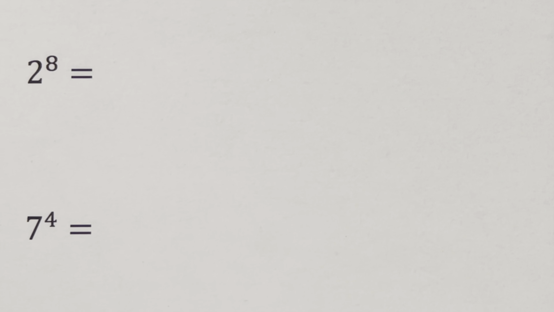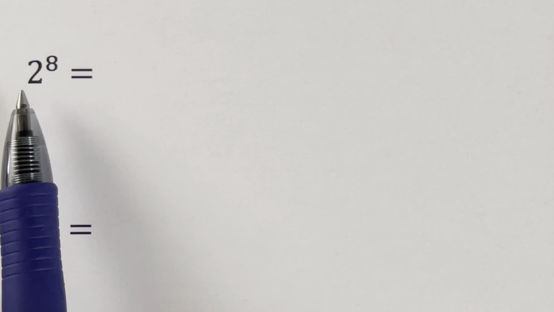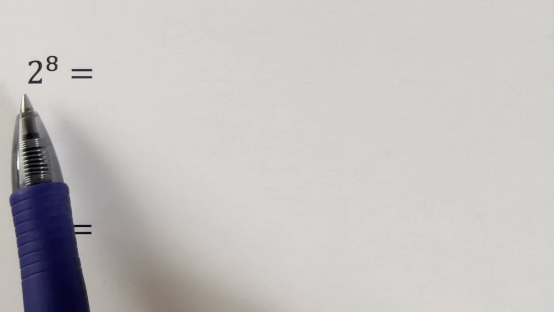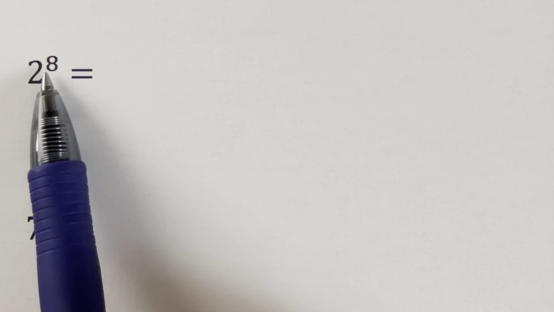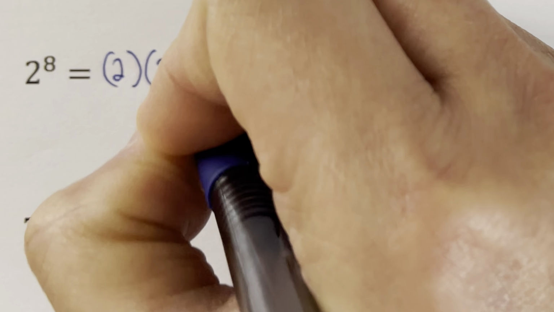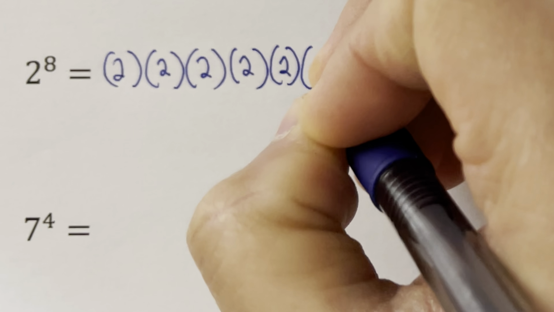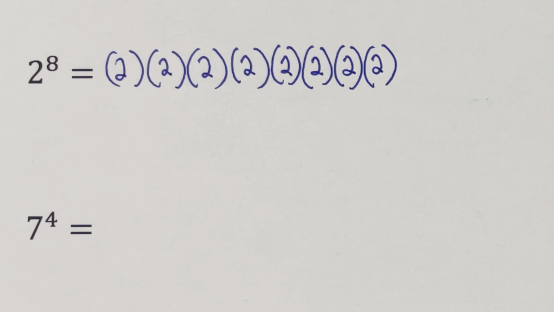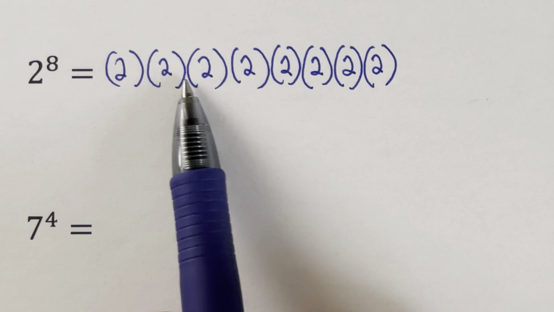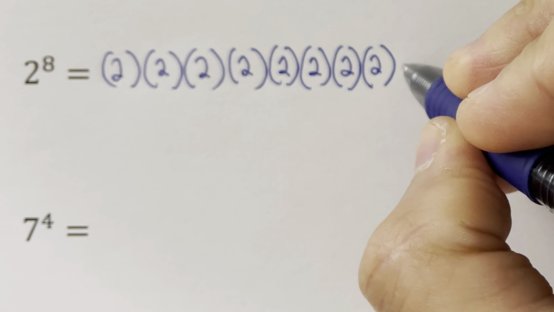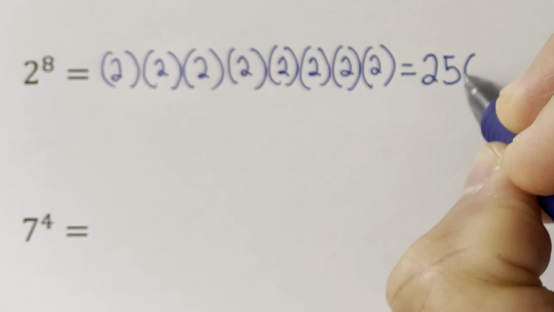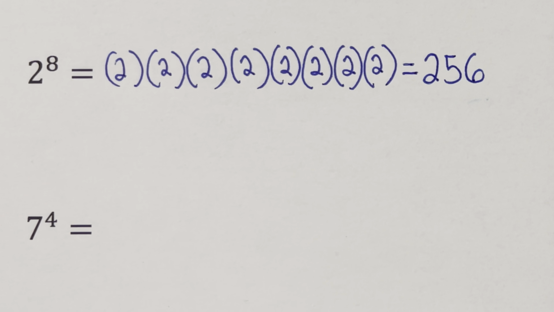Okay, let's go over the problem here. This notation is read as 2 to the power 8. This means that we are going to multiply 2 eight times. I'm just going to write that up here. So 2 to the power 8 is actually 2 multiplied 8 times. If we use a calculator on this, this will give us 256.